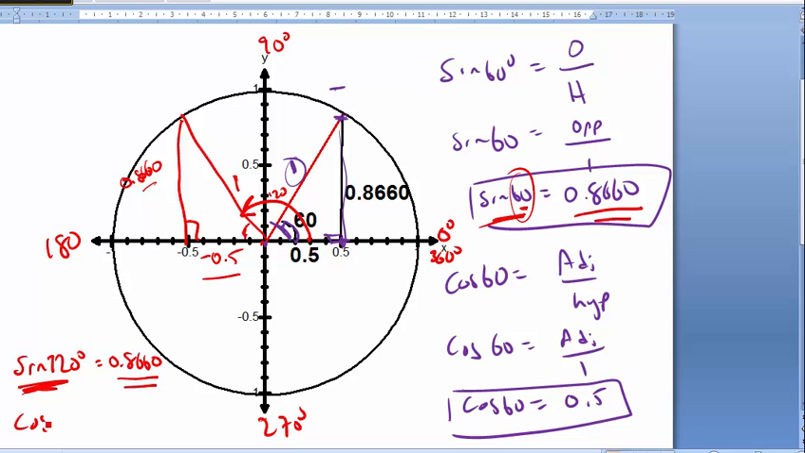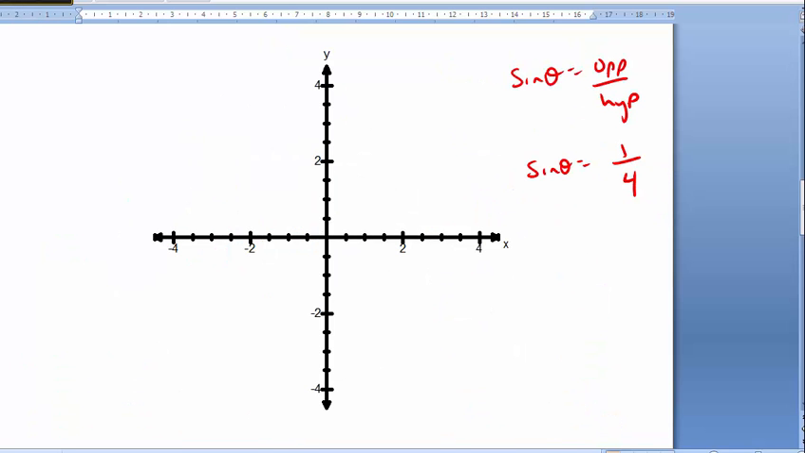Similarly, cos of 120 is equal to negative 0.5. Alright? So cos of 60 gave me 0.5, cos of 120 gives me negative 0.5. So the triangles kind of get related, and the hard part is to figure out how they're going to get related, so you have to draw a diagram. So let's try this example.